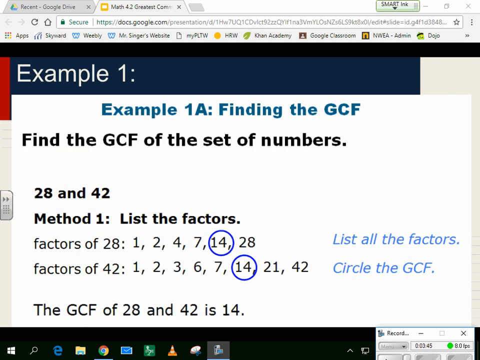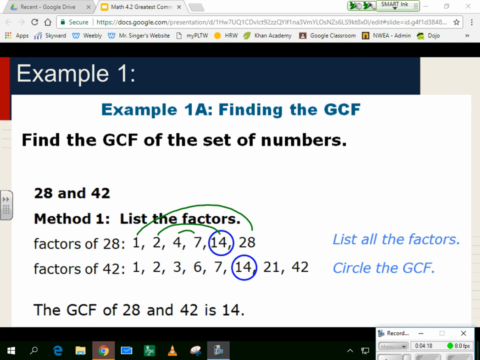All right, so let's write down the 2 methods here for example 1. The first method we have is the list the factors method, which is what I had on the last slide. So if I told you find the greatest common factor of 28 and 42, with this method what you do is you list all the factors and you try to list them from least to greatest. So this is why having that factor rainbow helps. 1 and 28 make 28, 2 and 14 make 28, and so does 4 and 7.